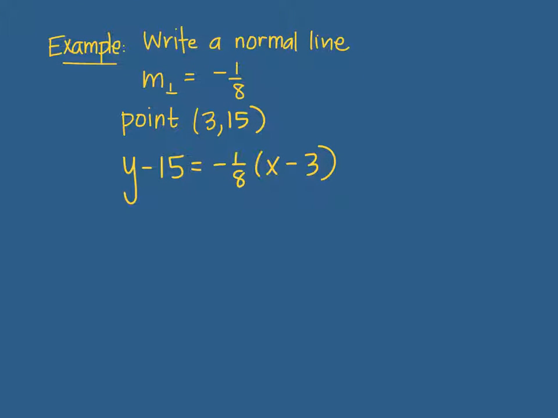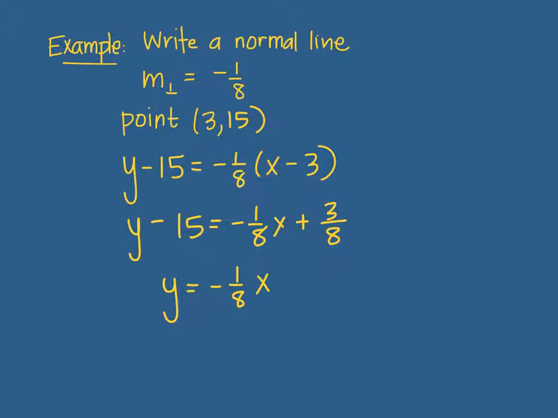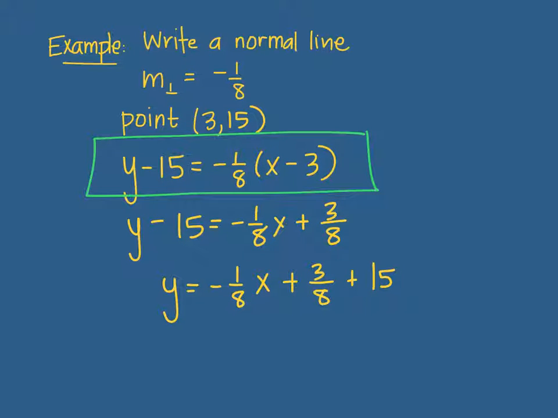You could leave it like that. You don't have to simplify it. If you wanted to, I suppose you could. You could have y minus 15 equals negative 1/8 x plus 3/8. And then you could simplify that further, plus 3/8 plus 15. Then you'd have to get a common denominator and add 15. So I just say stop here. Shoot, there's no reason why you can't stop there. Nothing says you got to keep going.